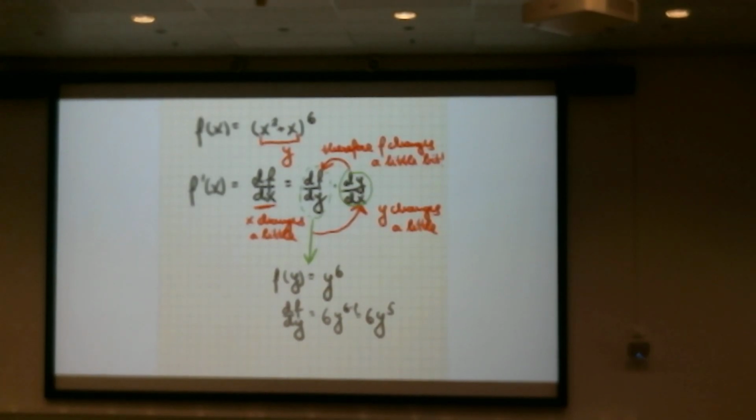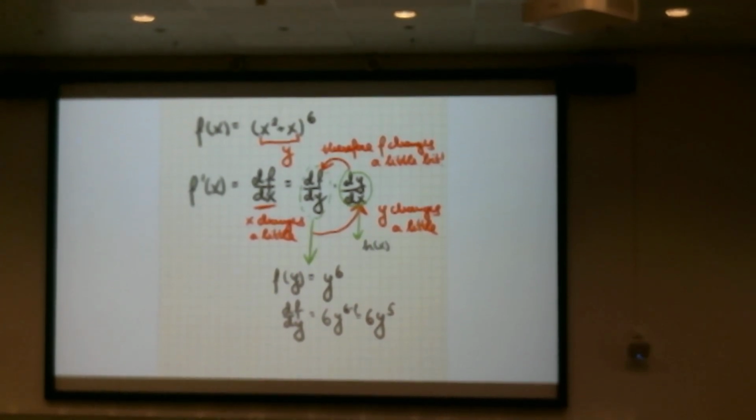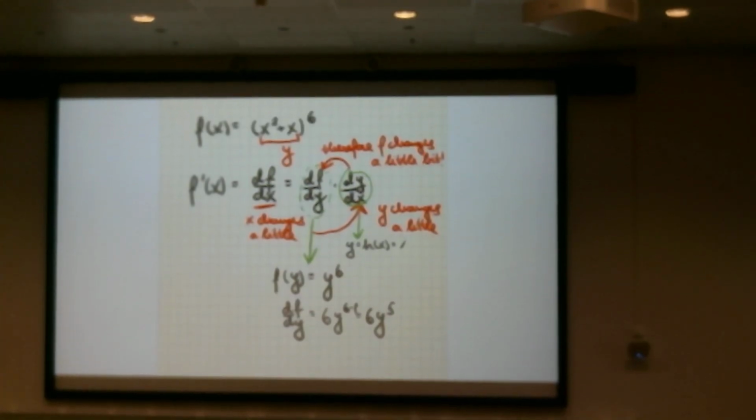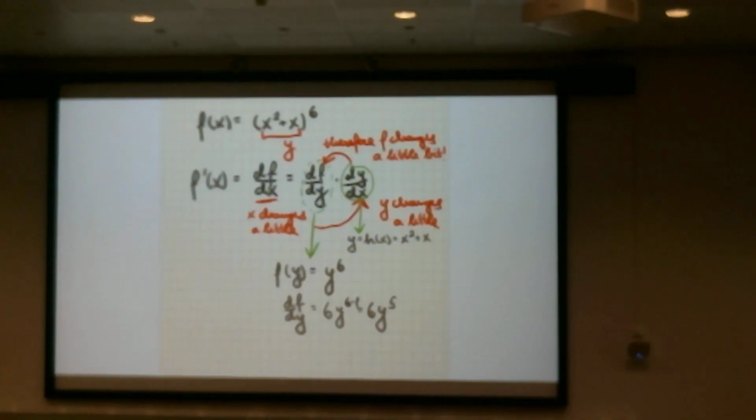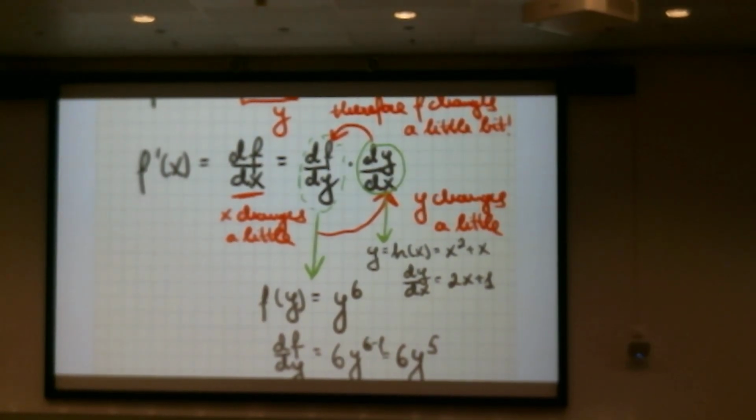So for this part, we have h of x, or y equals h of x equals x squared plus x. But we know how to take the derivative of x squared plus x. So dy dx is just 2x plus 1. So the derivative of x squared plus x is equal to 2x plus 1.